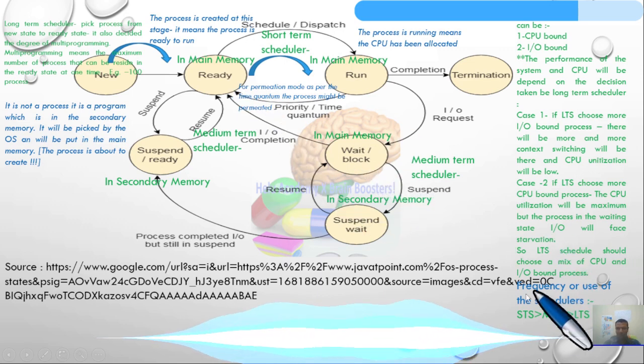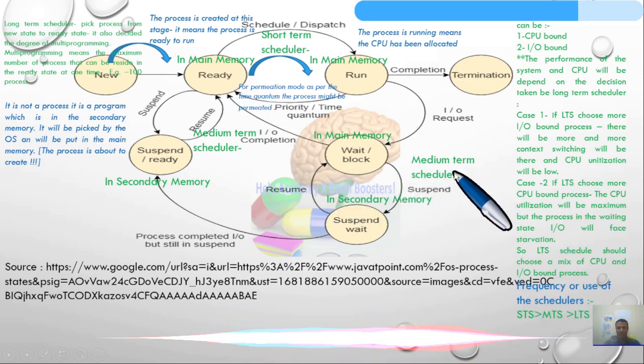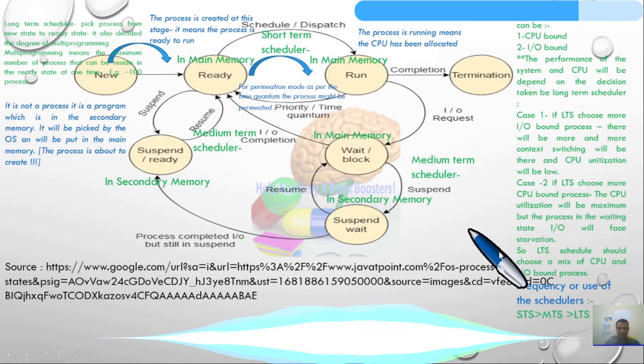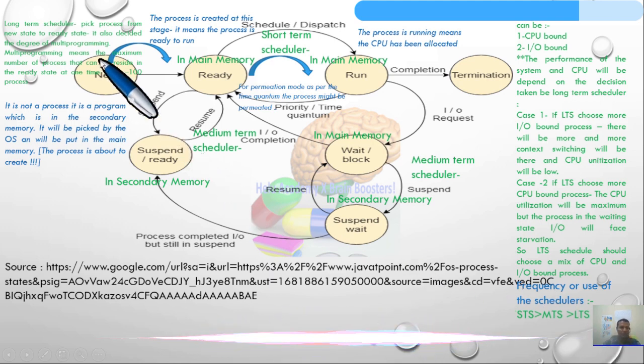Now the frequency of use of the schedulers: mid-term scheduler, short-term scheduler, long-term scheduler. Most of the time the short-term scheduler is busy and frequently called, the mid-term scheduler is the second one, and the long-term scheduler will be the last one.